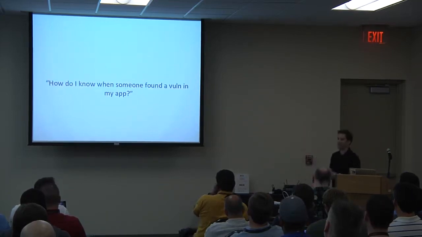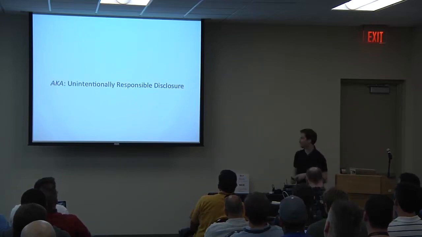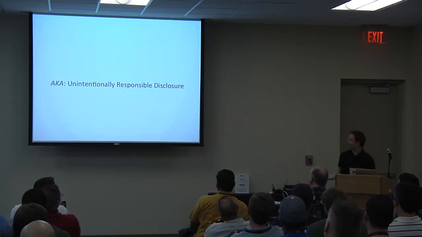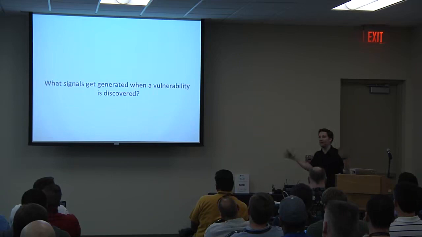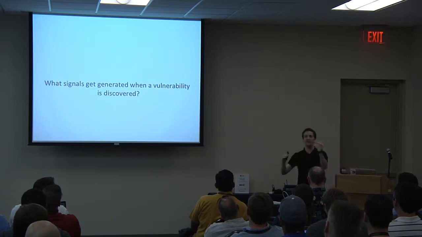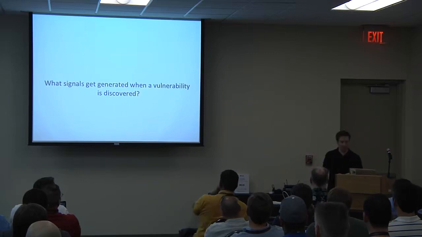So like I said, how do I know when someone just found a vuln? The joking name that we use for that is unintentionally responsible disclosure. Here's probably one of the few parts of this talk that's kind of methodology side and bigger picture: thinking from your different vulnerability classes, what signals get created when a vulnerability is discovered and then when it is actually exploited. Every vuln class is going to trigger some sort of signal in your application that's being discovered or exploited. Let's run through some of those signals and come up with some practical things for that.